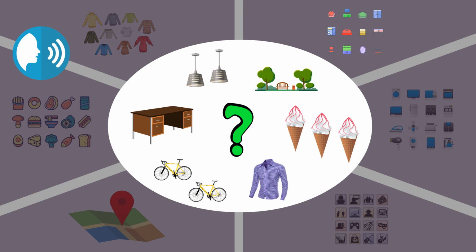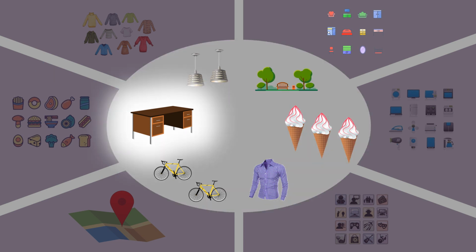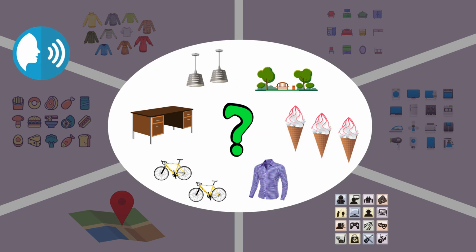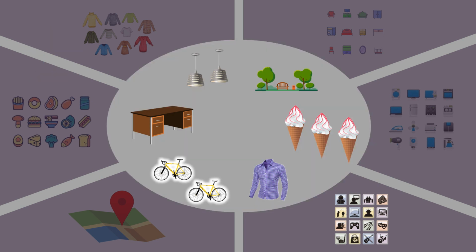Is there any furniture? Yeah, there's a desk. Is there anything to do with hobbies? Yeah, there are 2 bikes.